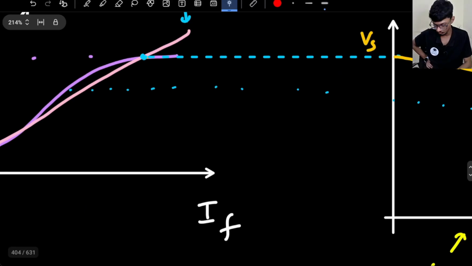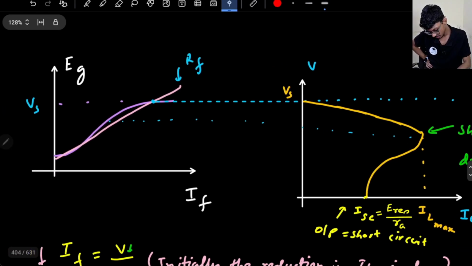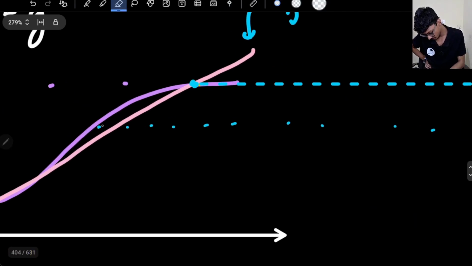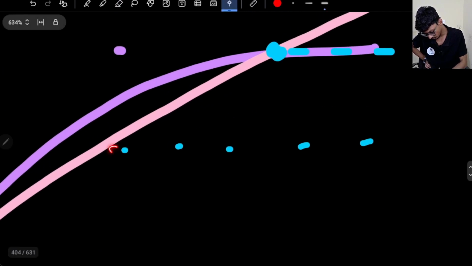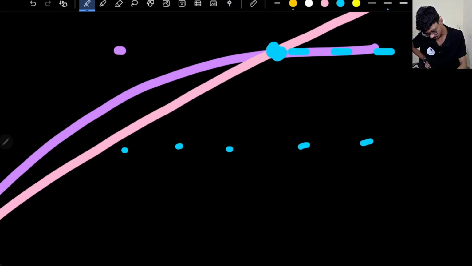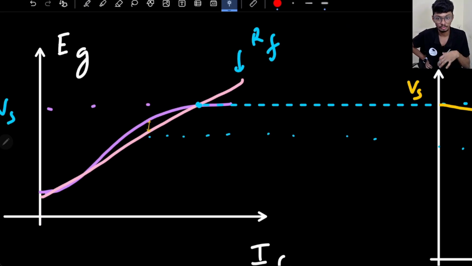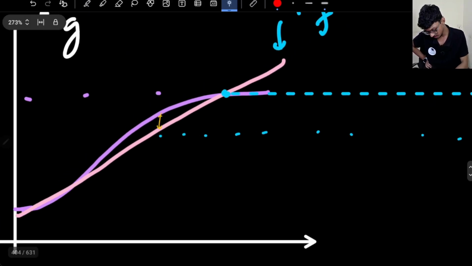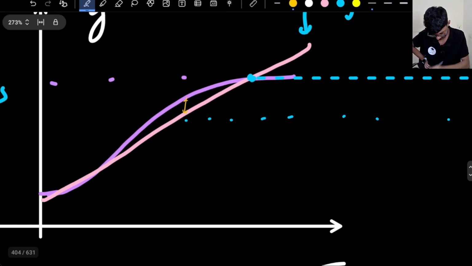One more important thing that you must understand: this is the current, and this is the voltage, the terminal voltage. If my voltage is here, what is this value? This value is basically the drop, the drop in the armature resistance and the drop due to the armature reaction. So this is basically the drop due to the armature resistance and the armature reaction, correct?